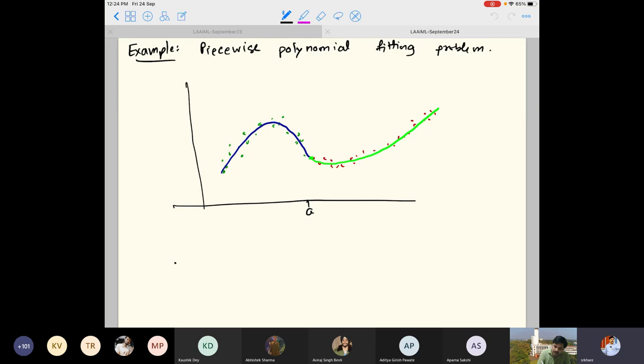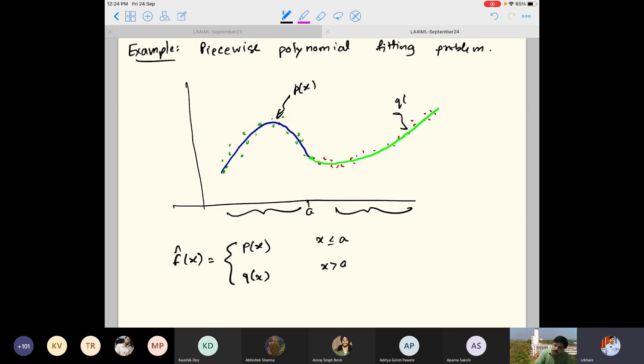Our model f hat x is basically equal to one polynomial p(x) where x is less than or equal to a. So in this region you have this polynomial p(x), and in the region x greater than a, you have another polynomial, let us call it q(x). This green polynomial is q(x). So this is what you want to do, and this is how f hat is defined.